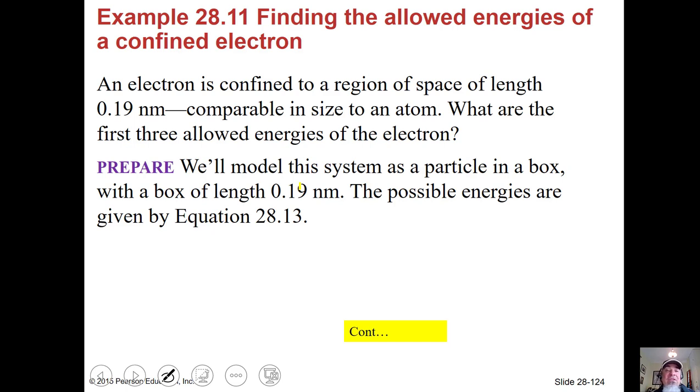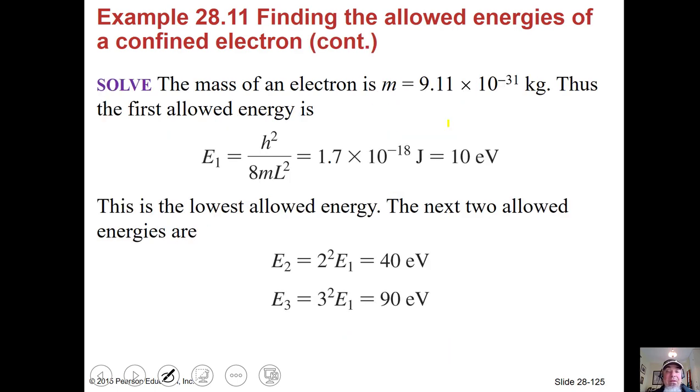Okay, so let's look at this example. An electron is confined to a region of space of length 0.19 nanometers. This is comparable to the size of an atom, not the size of a nucleus, the size of an atom. What are the first 3 allowed energies of the electron? So you can model this as a particle in a box, and you get pretty good results, actually. It gets more complicated with more complex atoms, but for a hydrogen atom, this works out pretty well.